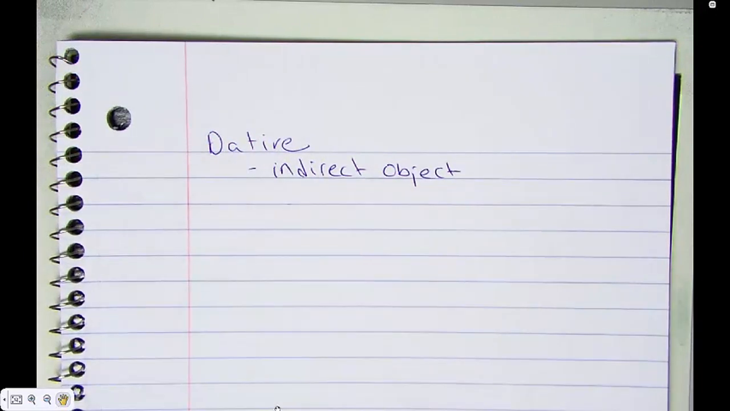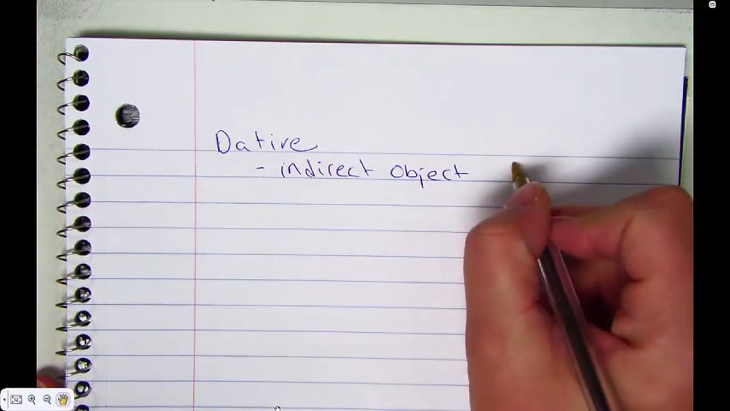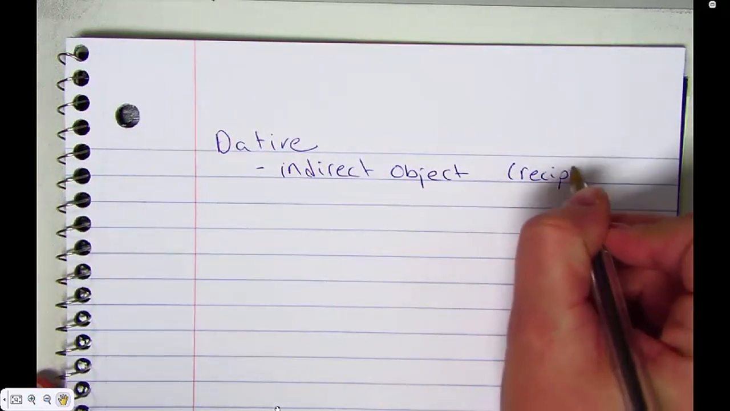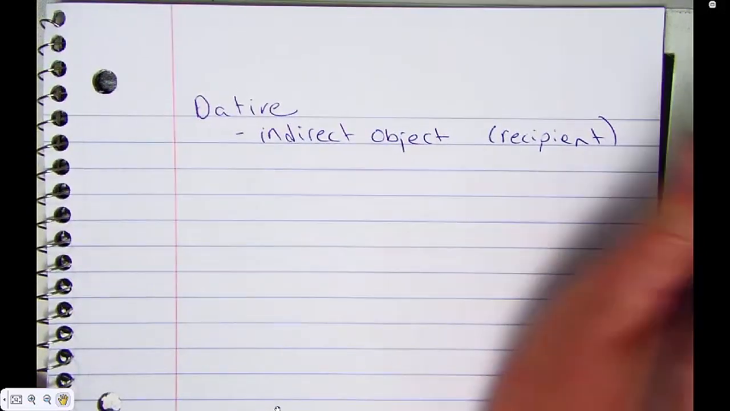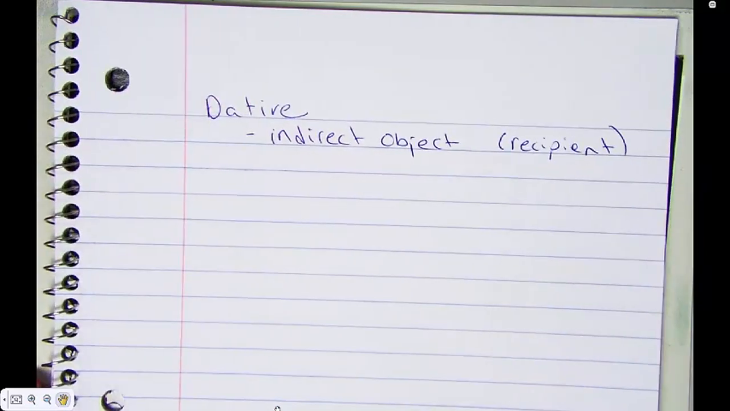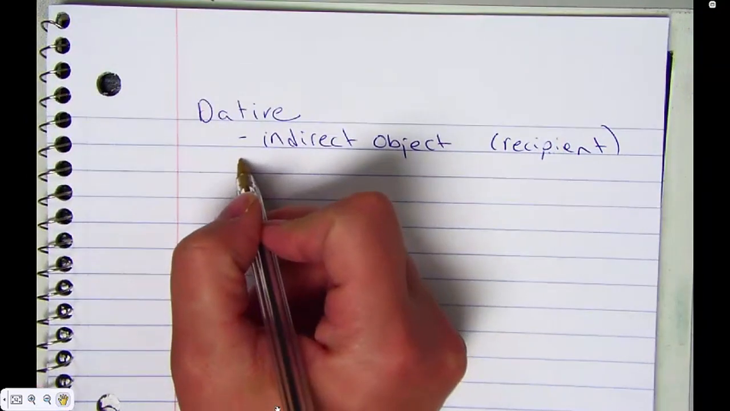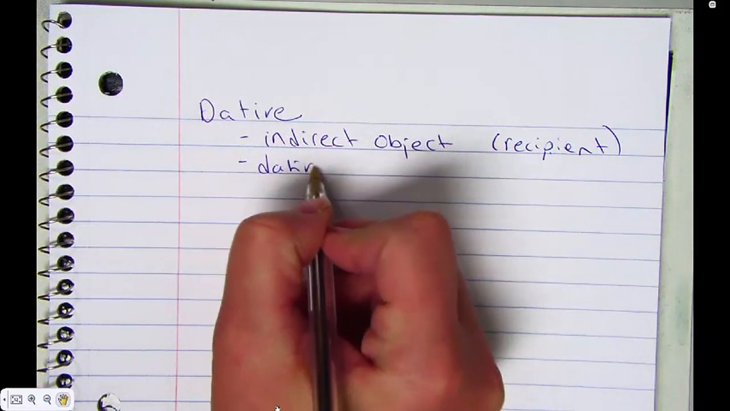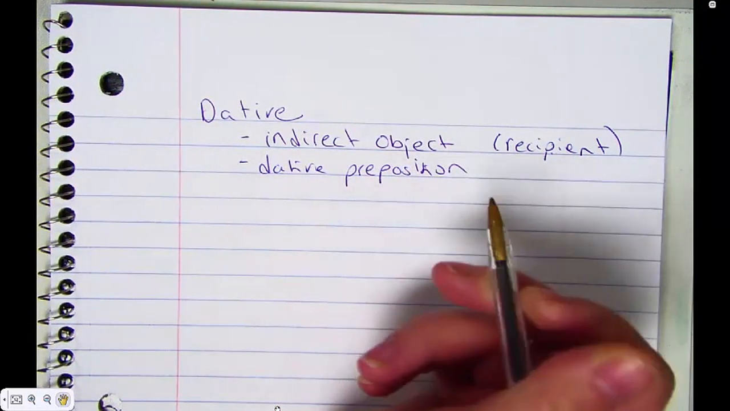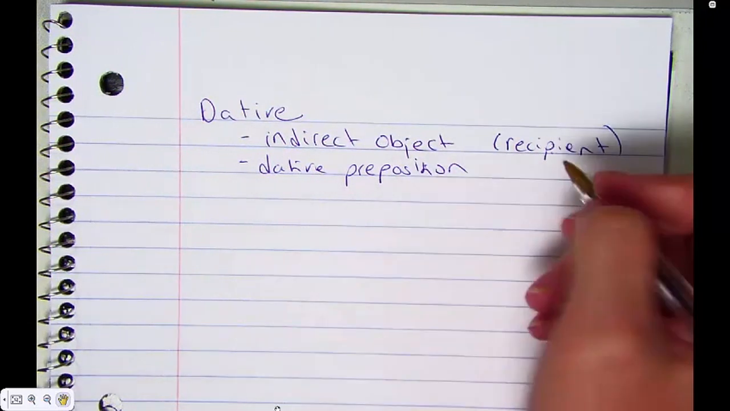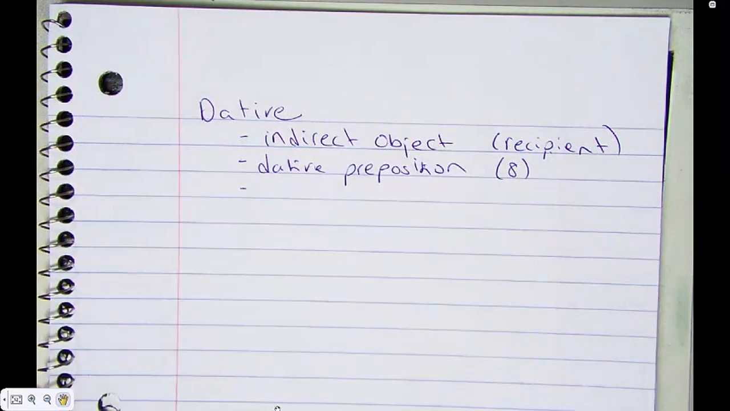So again, dative case is your indirect object case. A lot of the times, not always, that is going to be your recipient. So if you have a recipient in a sentence, like I'm giving my mother a gift, my mom is the recipient, a lot of the time that's your indirect object case. Of course, there are dative prepositions. Oh, and I forgot how many you learned. I think it's 7 or 8. I'm going to guess 8. We'll see in a second.